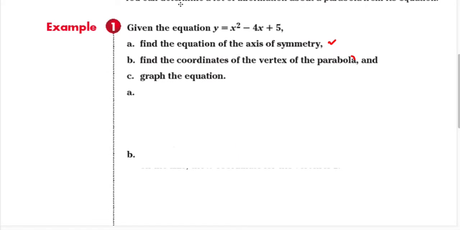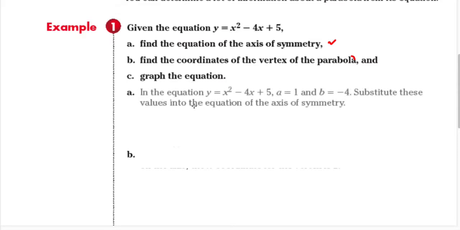In finding the axis of symmetry, in our equation y equals x squared minus 4x plus 5, a is equal to 1, the coefficient of x squared, b is equal to negative 4, the coefficient of x, and c is equal to 5, which we don't need right now. We'll need it later on. Our constant is our c. So our a is 1, b is negative 4.